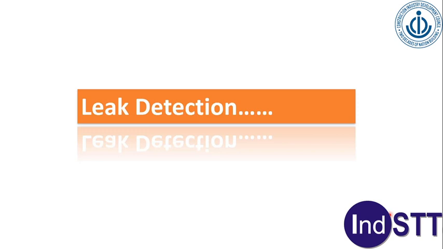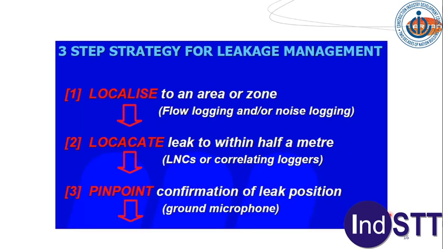So there is a three-step strategy for leakage management. First is localize to an area or zone, which is based on flow logging or noise logging. Second is locate, that is, locate the leak to within half a meter, for which we use noise correlators. And then pinpoint, that is, confirmation of the leak position, for which we can use a ground microphone. I'll be showing you all these steps.